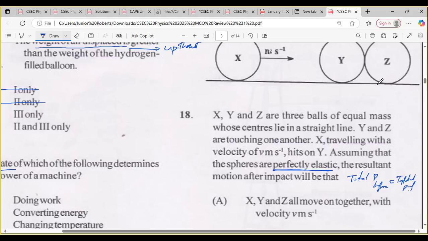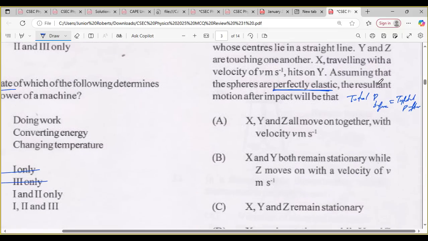Sir, what's the answer for number 18? So the total momentum before must be equal to the total momentum afterwards. Now in addition to that, it says that it is perfectly elastic. So once a collision is said to be elastic, or in this case perfectly elastic, the total momentum is conserved, as well as the total kinetic energy.